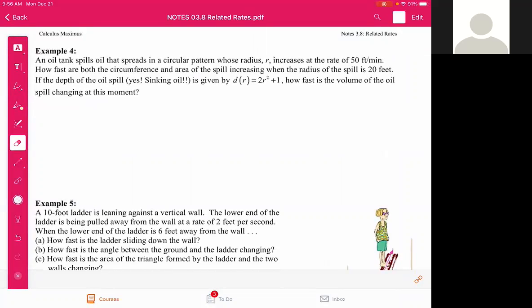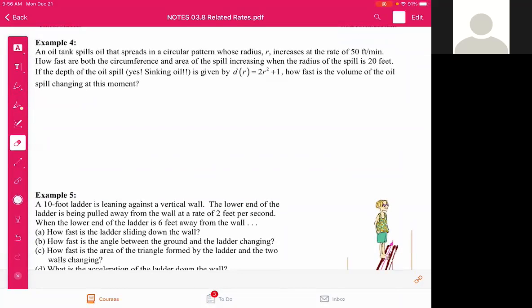Okay, so example 4. Now it's getting kind of fun here. An oil tank spills oil that spreads in a circular pattern whose radius r increases at the rate of 50 feet per minute. So you've got an oil spill. The oil's dripping, or hopefully not gushing out, maybe that's the case, who knows? It's coming out and spreading out in a circular pattern, like in water, right?